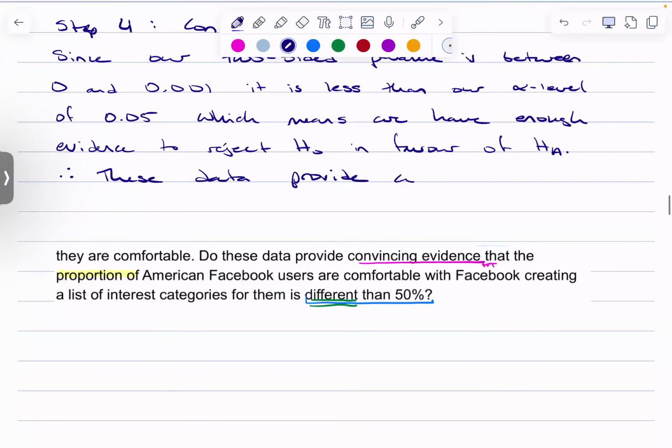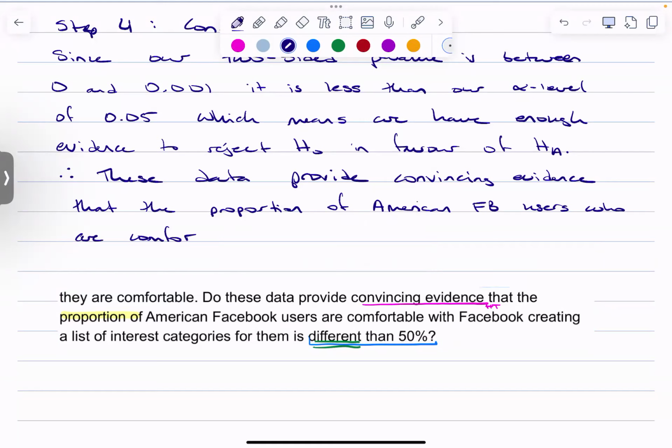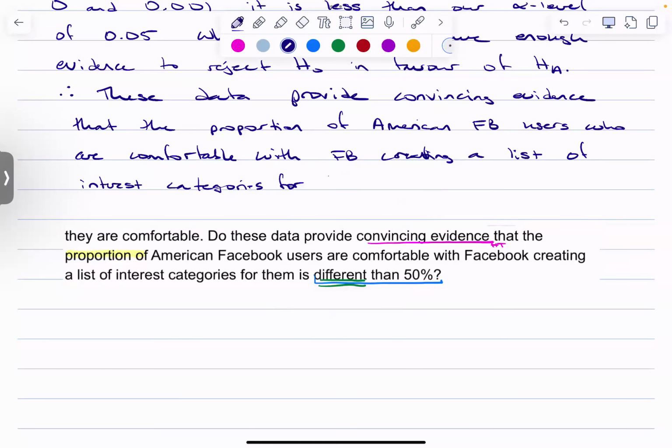So these data provide convincing evidence that the proportion of American Facebook users, I'll add a who there, who are comfortable, whether that makes sense or not, I'm not sure, comfortable with, I'll do FB, Facebook creating a list of interest categories for them is different than 50%, period.